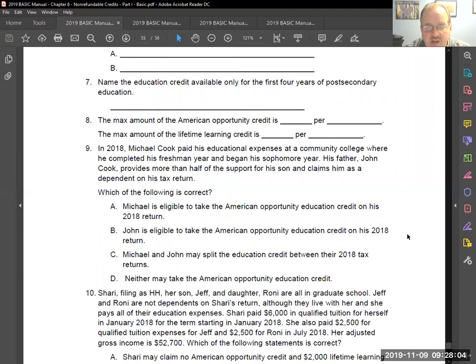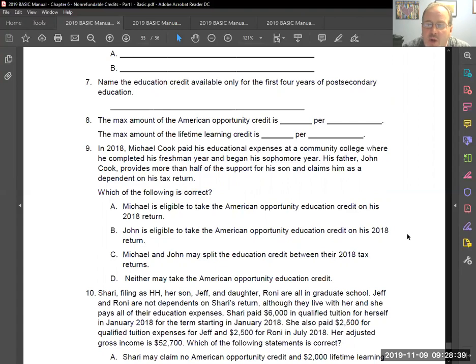It's B, John is eligible to take the American Opportunity Education Credit on his 2018 return. Dad gets it. Now, a little nuance with this, can't remember if they covered it in the textbook, but if we bring in a third party, okay? So say we have, in this case, John Cook is the parent, has Michael Cook on his tax return as a dependent. We're going to bring in a third party, all right? Grandpa Cook. Well, Grandpa Cook has decided that he's going to pay tuition for the second year, since he's decided that Michael's a serious student.